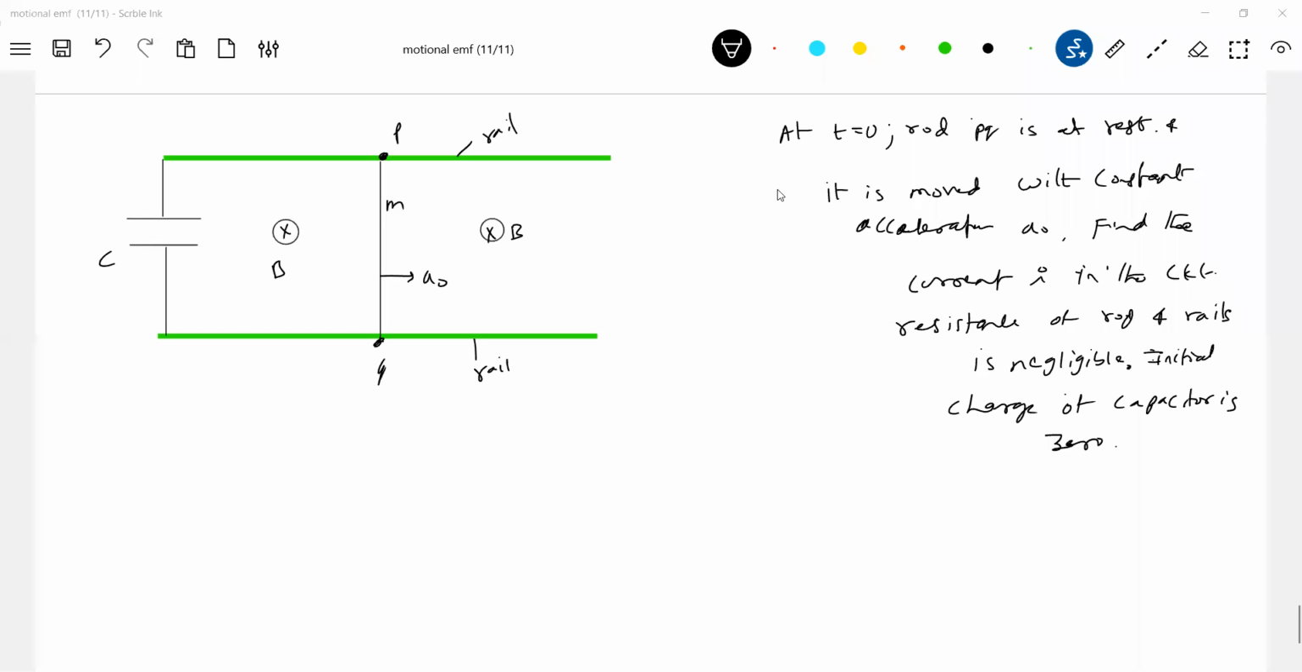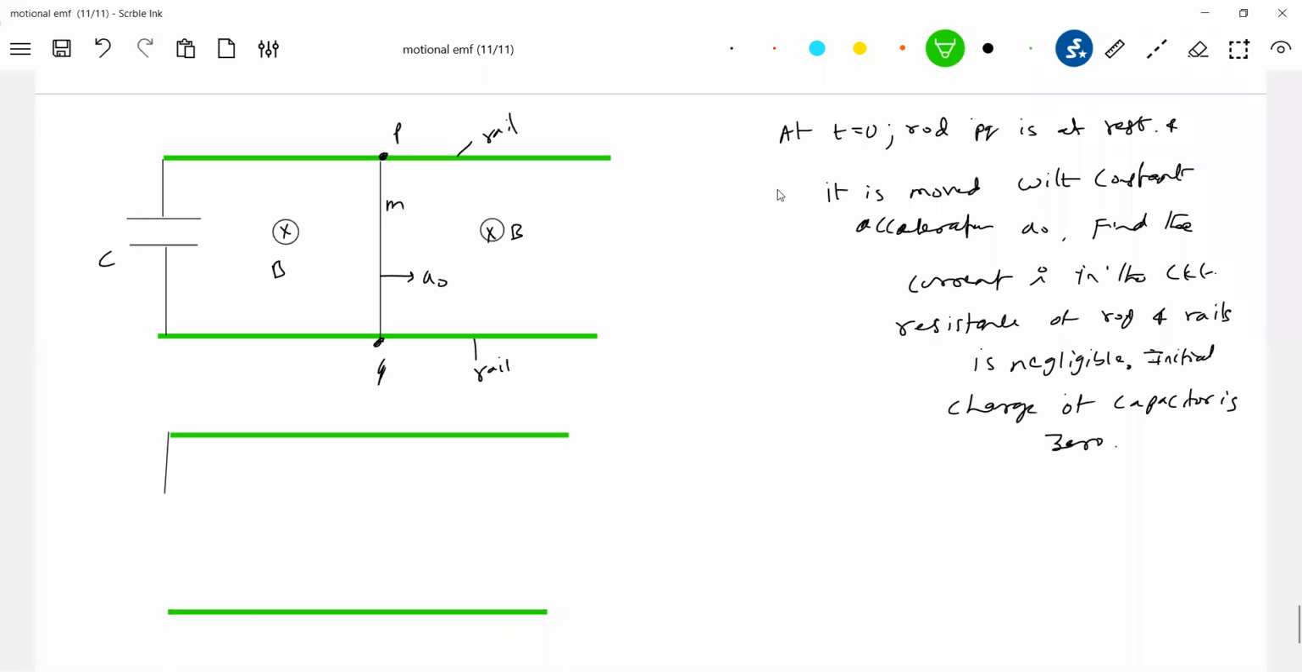Here, the capacitor. Again, the idea is the same. What is the idea? The moving rod will behave like a cell. I'll stick to the basic thing. The moving rod will behave like a cell. Okay, there's a rod, PQ. The moving rod, I'm replacing it.